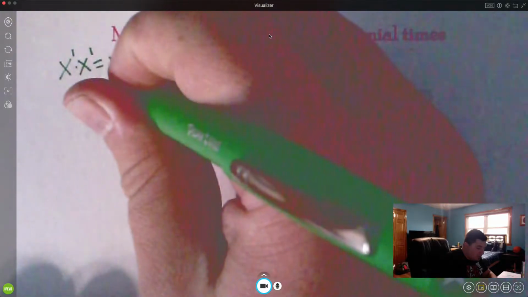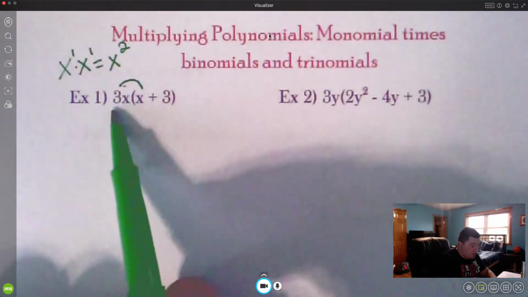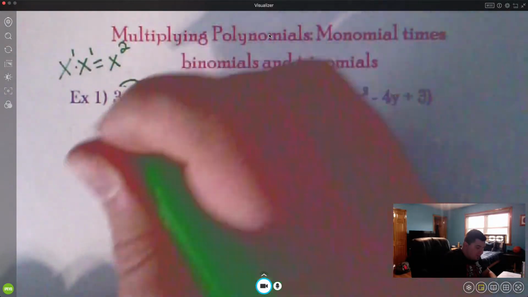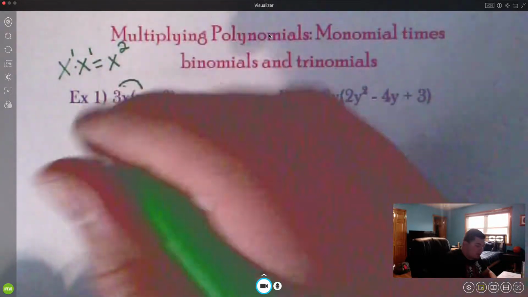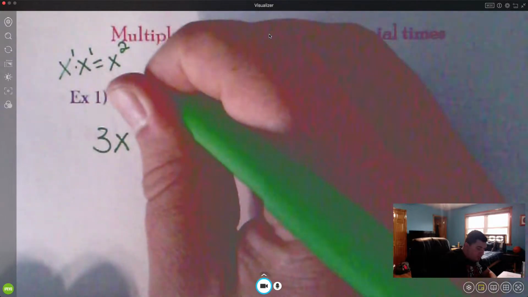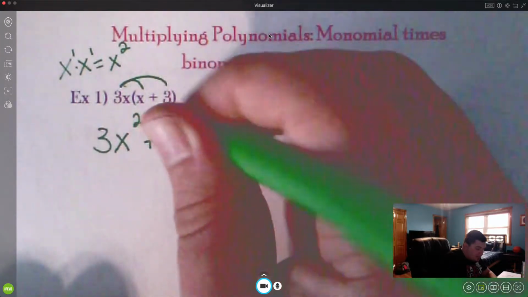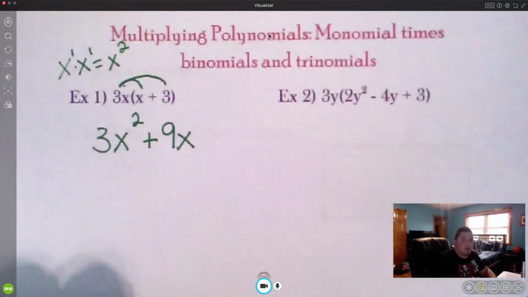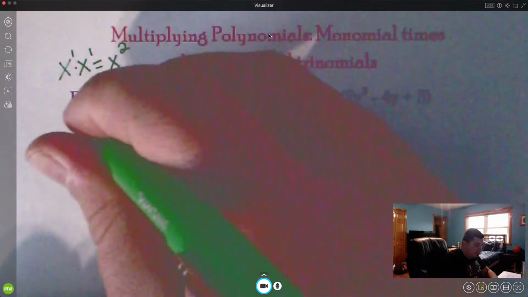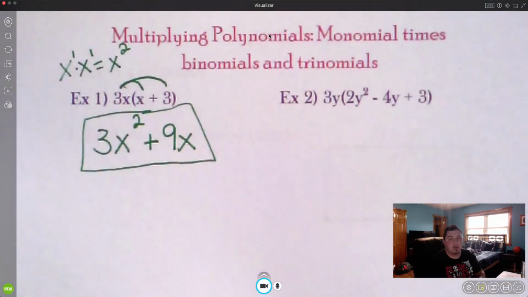So we're going to start off with going here, 3x times the x, which is just 1. So we got 3 times 1 is 3. X times x, which is right here, x times x is x squared. And then we're going to distribute that 3x to the 3. 3 times 3 is 9. X times 1 is just x. So we get 3x squared plus 9x. And it's in standard form, so we are good to go.